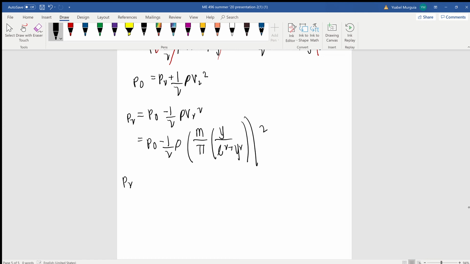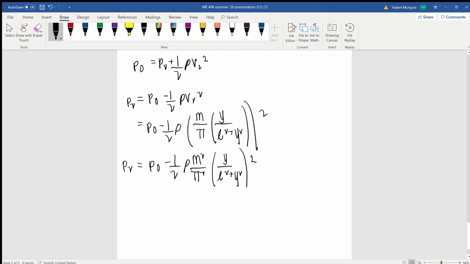So solving through, we do get P2 is equal to P naught minus 1/2 rho m squared over pi squared. I'm just going to leave this in terms of pi and everything else, times y over L squared plus y squared, squared. We can distribute that square, but I'm just going to leave it as that for simplicity. So this is my pressure distribution along the wall.